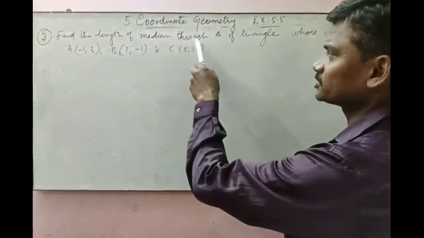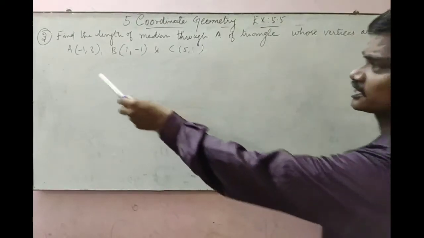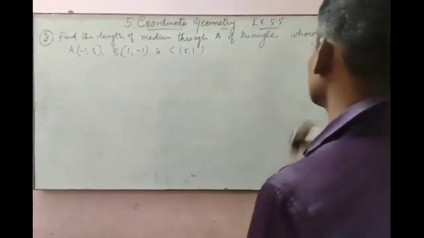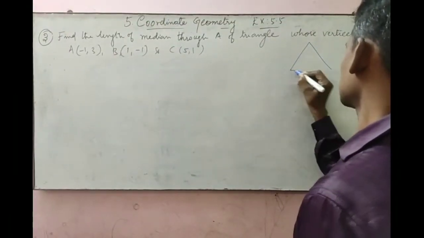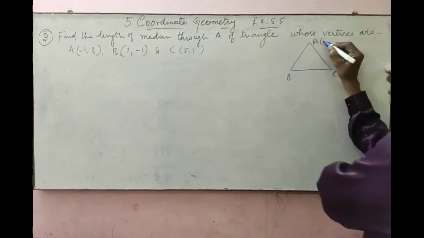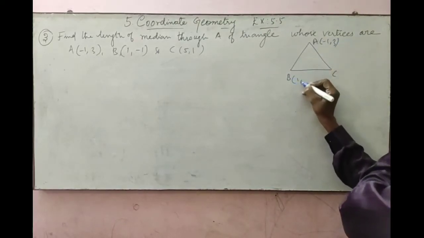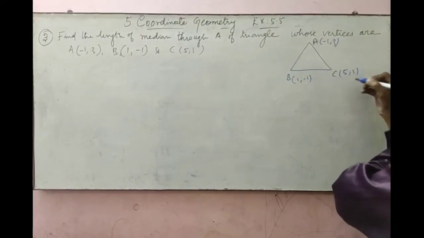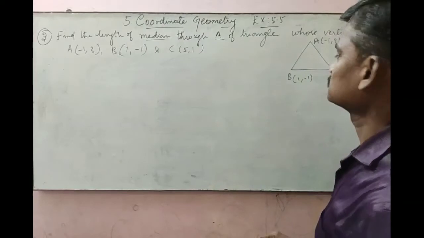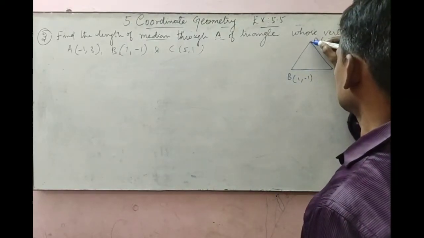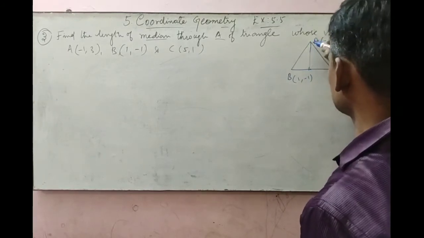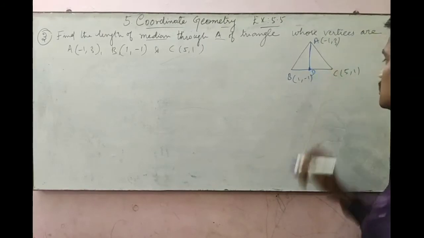Find the length of the median through A of the triangle whose vertices are A(-1, 3), B(1, -1) and C(5, 1). So first I am going to consider a triangle ABC whose vertices are A(-1, 3), B(1, -1) and C(5, 1). Now we have to find the length of the median through A. So how will you draw the median? From A, we have to join the midpoint of the opposite side. So AD. Here AD is the median.